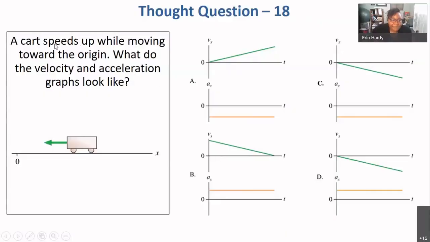We have a cart that's speeding up. So if we know the direction of the velocity vector, we know the acceleration has got to be in the same direction. So negative velocity has got to pair with a negative acceleration in order for this cart to get faster while it's moving backward. D is what would happen if this cart were moving toward the origin, headed left, but slowing down as opposed to speeding up.